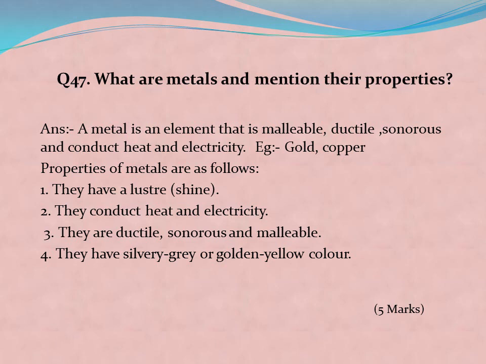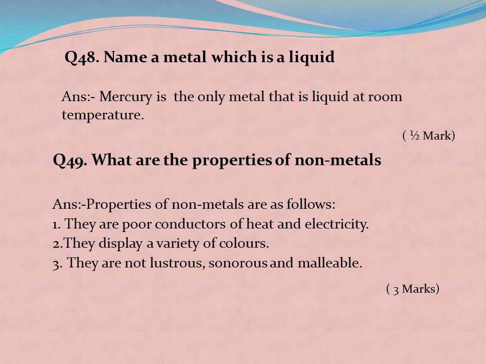Properties of metals are as follows. 1. They have a luster, means shine. 2. They conduct heat and electricity. 3. They are ductile, sonorous and malleable. 4. They have silvery grey or golden yellow color. Question number 48. Name a metal which is a liquid. Answer. Mercury is the only metal that is liquid at room temperature.